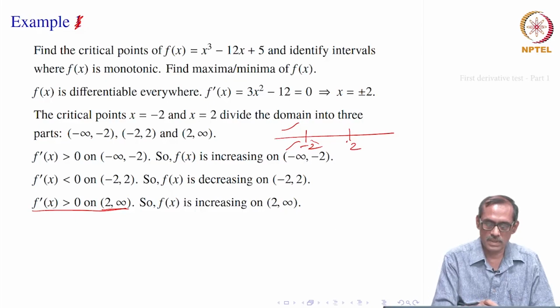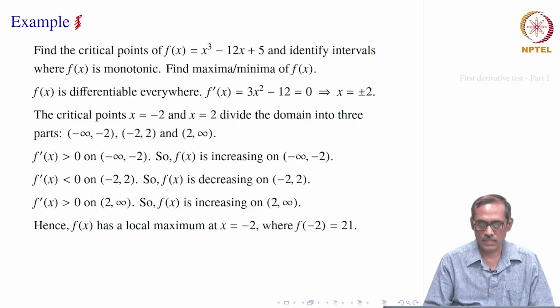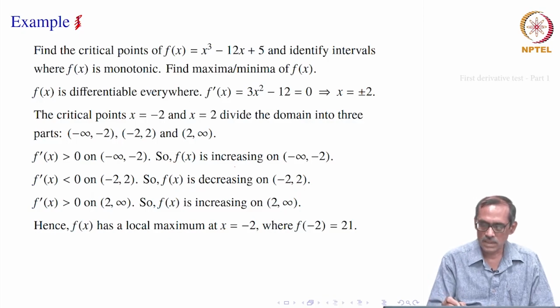Then what happens? f is increasing on 2 to infinity, again it will look something like this. Okay, that is how it looks: increasing on minus infinity to minus 2, decreasing from minus 2 to 2, and increasing from 2 to infinity. So, that means it is increasing on minus infinity to minus 2, and then it is decreasing from minus 2 to 2.